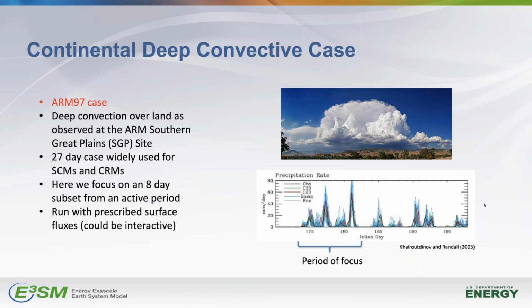For a deep convection case, we use the ARM97 case, which is a widely simulated case of continental deep convection over the ARM Southern Great Plains site. Here we focus on an 8-day subset from an active period. Now, unlike the marine stratocumulus case, this is a case where the deep convection is primarily resolved at 3 kilometers, with the boundary layer turbulence and smaller shallow convective clouds handled by the subgrid scale parameterizations.